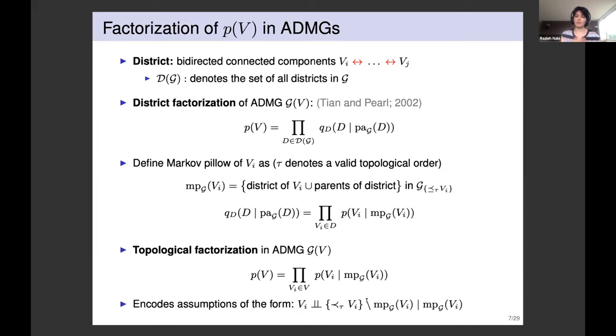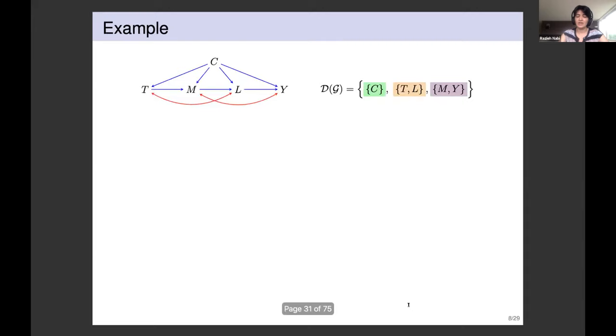There are more assumptions that are encoded in an ADMG that are given by the nested Markov model of an ADMG. But in this talk, I'm not going to describe that, because a lot of what I discuss is related to the topological factors of an ADMG. So this is a quick example.